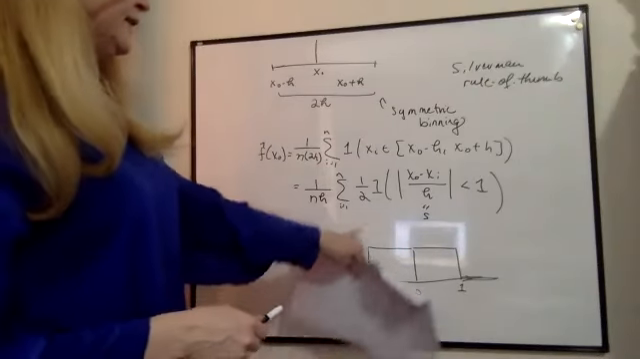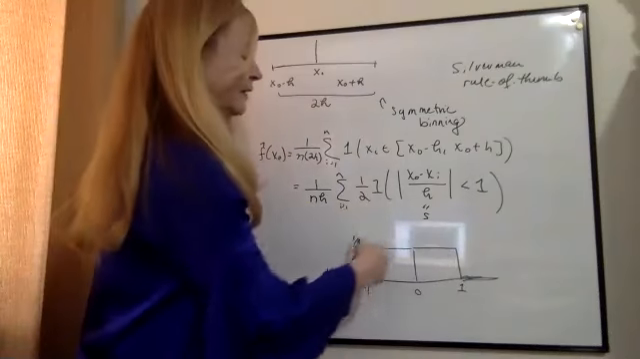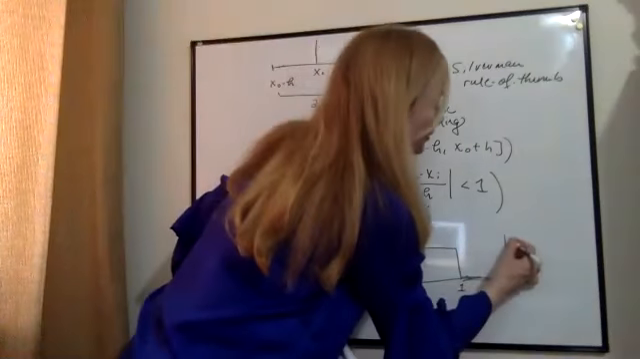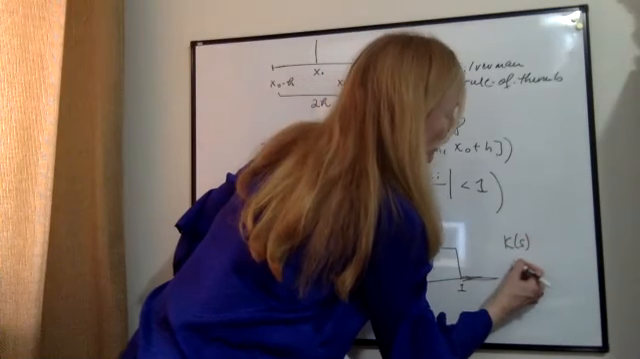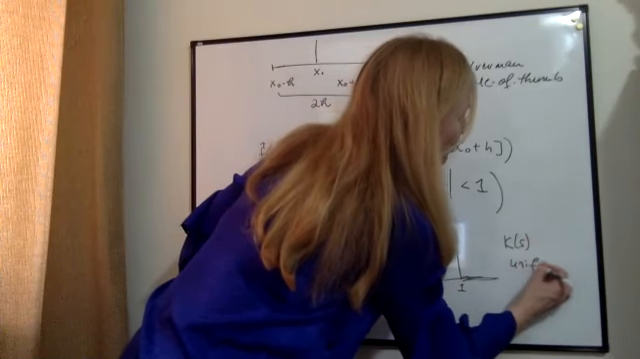All right, so this is what this function looks like. And this is called a kernel function. Okay, and this is actually an example of a uniform kernel.